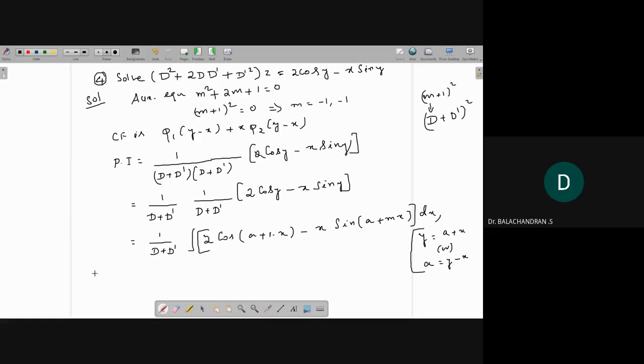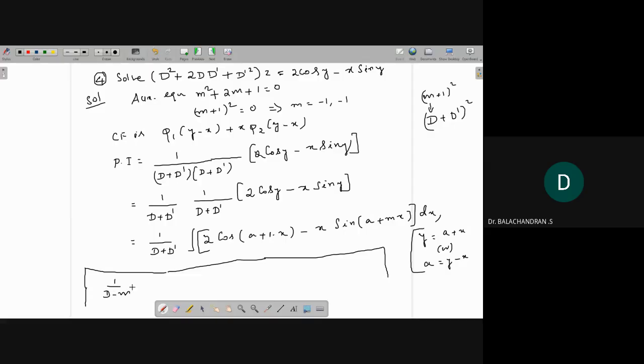Now, yesterday I gave one formula. Even if you forgot that formula, you can solve that problem. I will write the formula, but I will also explain how to do it by a shortcut without using that formula.